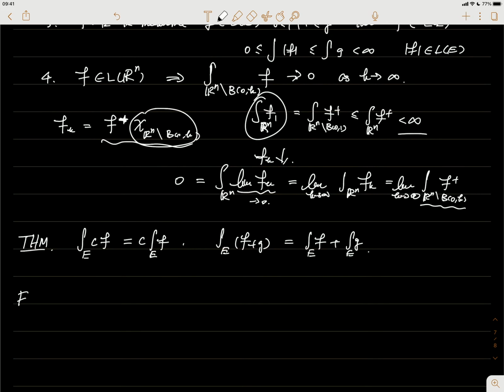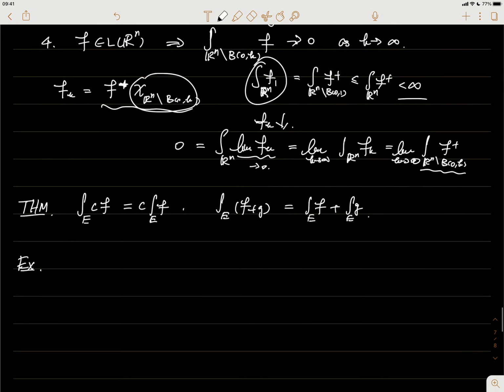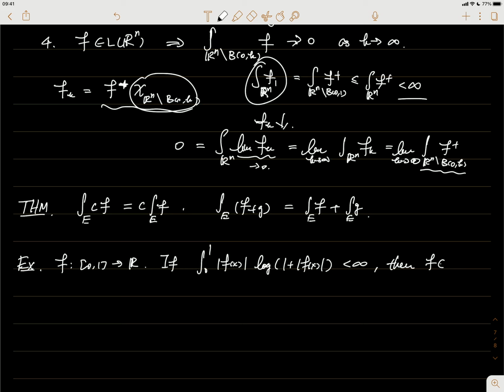Now let's look at another example. Say I have a function f that is a mapping from the interval 0 to 1 to R, and it's measurable. Now suppose that the integral of f(x) times log of 1 plus f(x), suppose this one is finite. Then the f itself must be integrable over the interval.